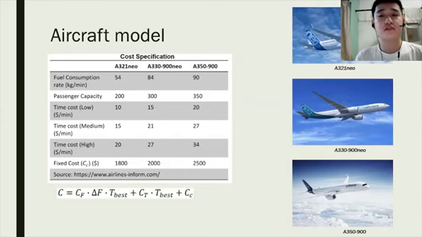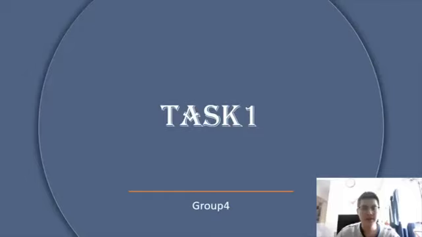Here are the three kinds of aircraft we need to use in the future program. And the table here shows the cost specifications. And that's all of the introduction part.